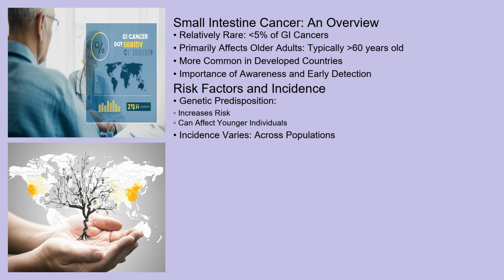Small intestine cancer is relatively rare, accounting for less than 5% of all gastrointestinal cancers. It's more frequently diagnosed in older adults, typically those over the age of 60. While the exact incidence varies across different populations, it's generally more common in developed countries. Certain genetic conditions, as mentioned earlier, increase the risk and can skew the distribution, affecting individuals at younger ages in families with these predispositions. It's crucial to remember that while rare, awareness and early detection are vital for better outcomes.